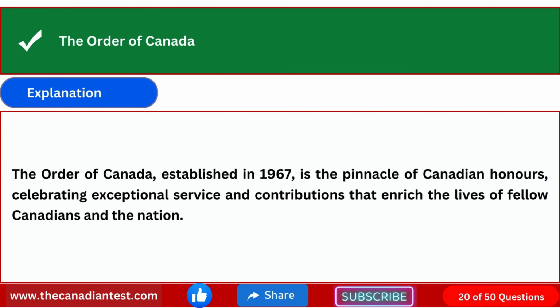The correct answer is, the Order of Canada. Explanation: the Order of Canada, established in 1967, is the pinnacle of Canadian honors, celebrating exceptional service and contributions that enrich the lives of fellow Canadians and the nation.